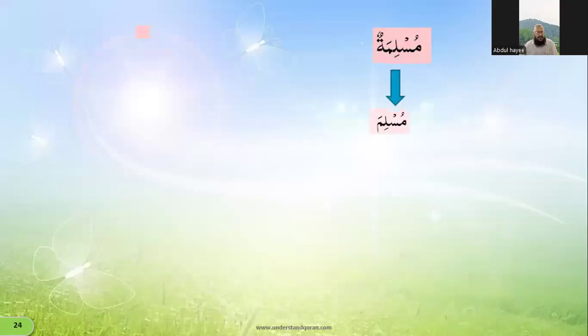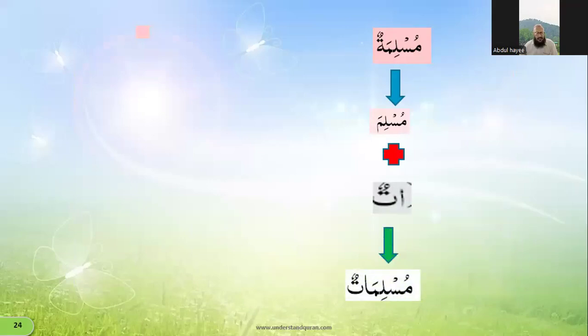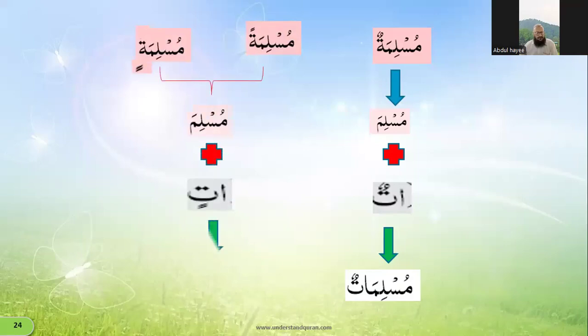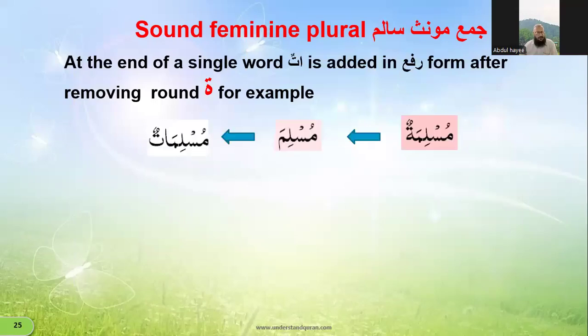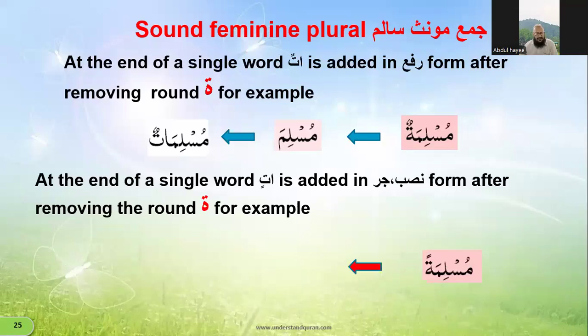It's feminine. How will I make the plural? I will add alif ta. Muslimatun for the dhammatan. What about the fatatan, kasratan? I will still add the alif ta with double kasra, just like muslimatin. So for the feminine, what we do is remove the round ta and put alif ta with it, just like from muslimatun, muslimatun. If it is nasb and jar, we will add again the alif ta with kasra: muslimatin.